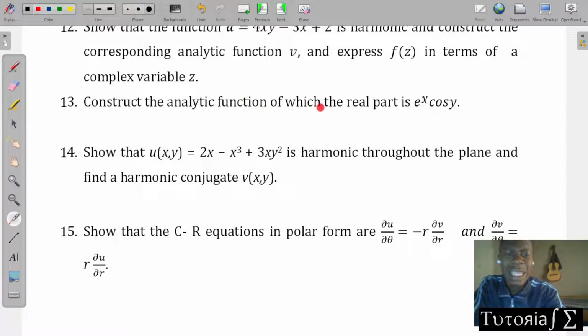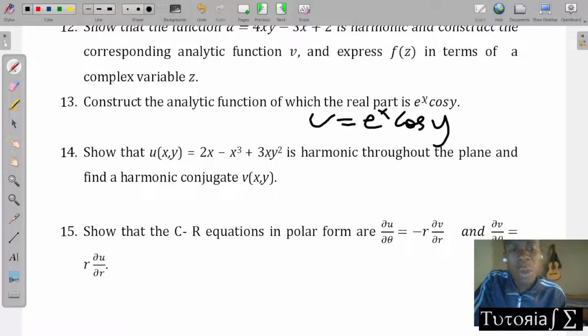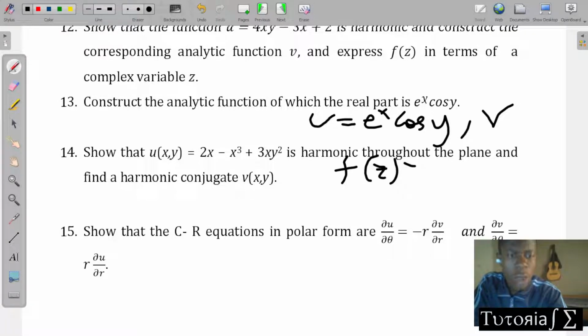Construct the analytic function whose real part is this one. So we are asked to construct an analytic function whose real part u is equal to e to the x cos y. So that is the real part, and we have to find the imaginary part so that eventually we can put it in the equation f of z equals u plus iv. This is an example of a product.